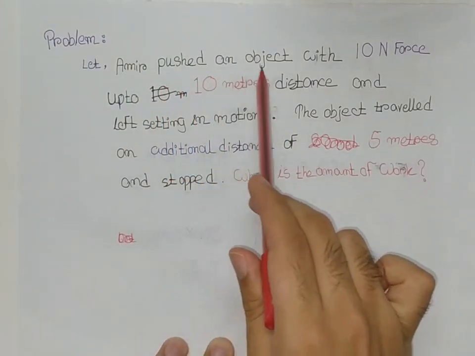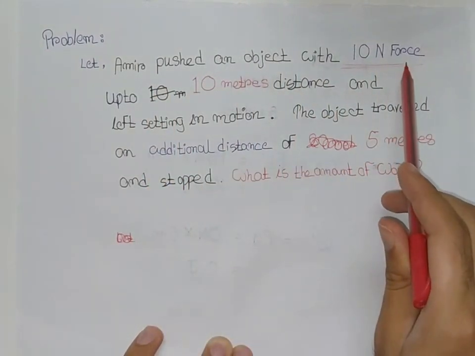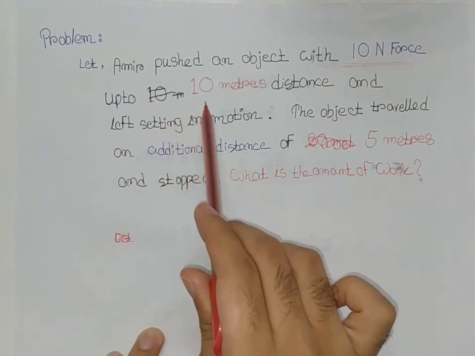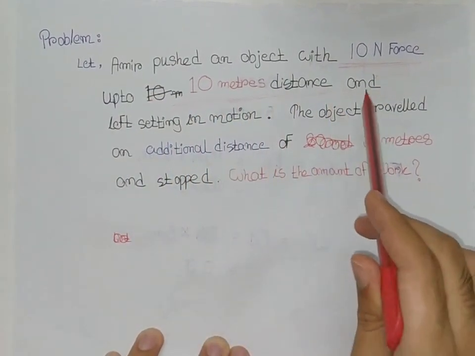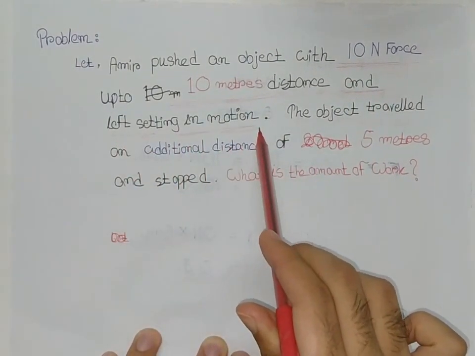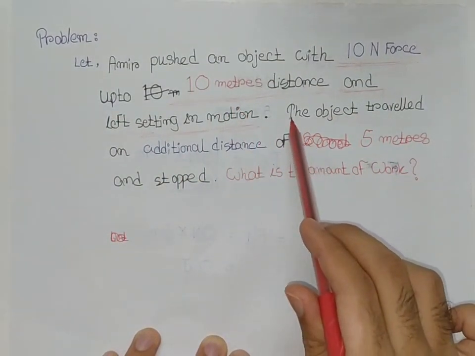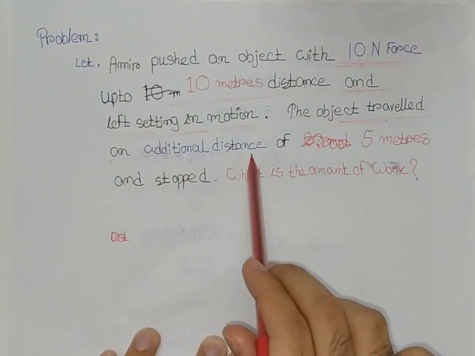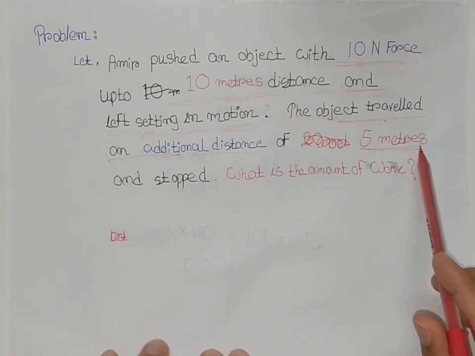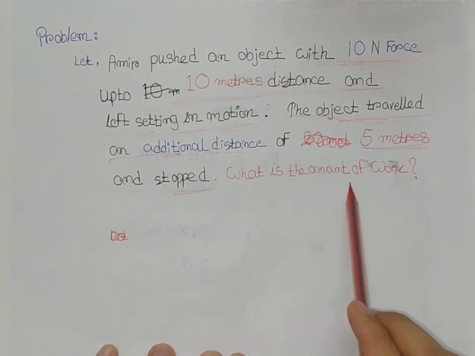Let Amir pushed an object with 10 Newton force up to 10 meters. Read it carefully. Up to 10 meters distance and left it sitting in motion. That means force is removed. He is no more pushing the object after reaching 10 meters. The object travelled an additional distance of 5 meters. While travelling this 5 meters, there was no applied force and it stopped. What is the amount of work?